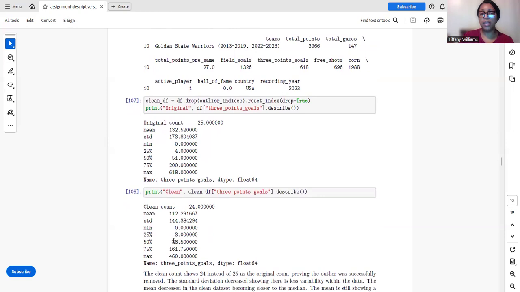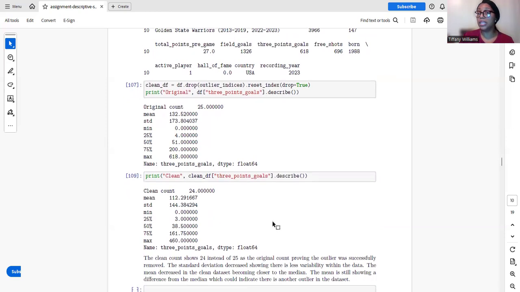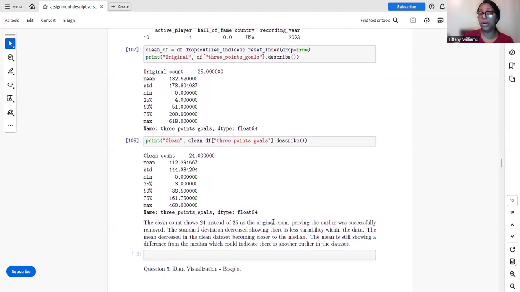And the mean and the median did drop, so that does seem to be that there could be a couple of more outliers that are not extreme outliers, but they have higher values.